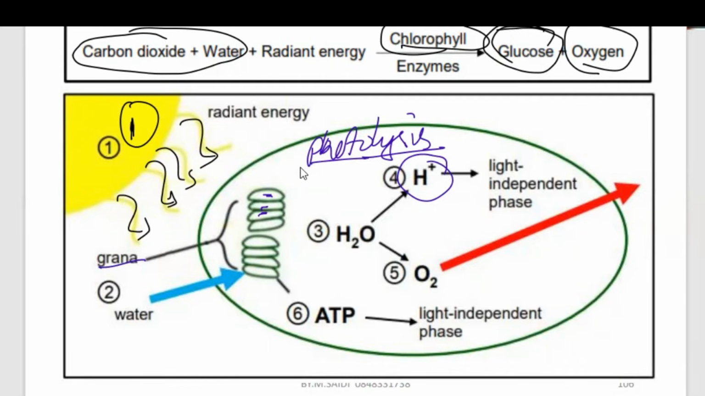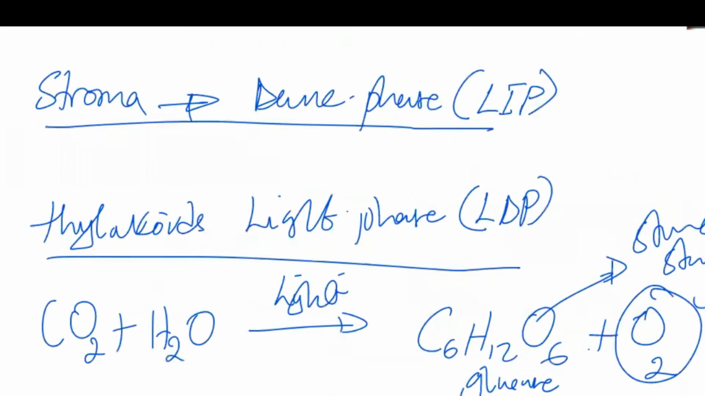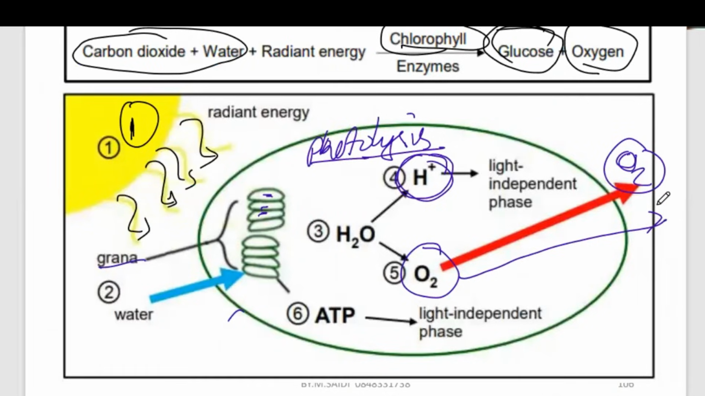The water is going to break down into hydrogen ions plus oxygen. Because we don't need the oxygen, it will move out of the leaf. Hence the first product of photosynthesis is oxygen. So oxygen is released when the process of photosynthesis is just at the beginning, hence it is not yet a major product.